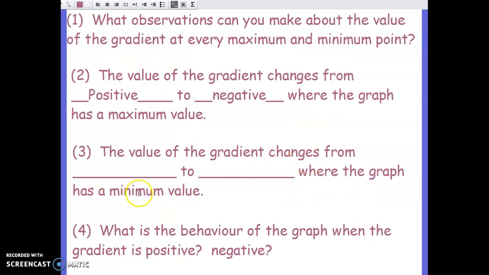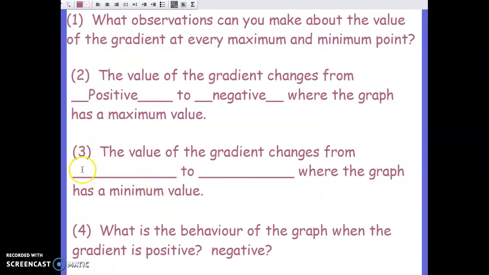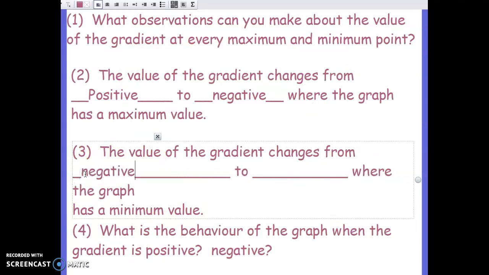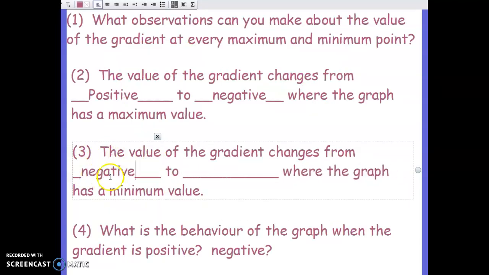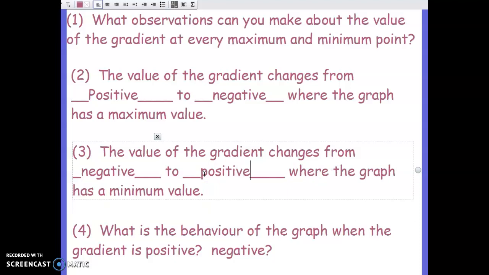Okay, so what happened at the minimum values? Let's go back and look. Here's a minimum. You see my gradients here have negative values, and my gradients here have positive values. So it's exactly the opposite. The value of the gradient changes from negative to positive, where the graph has a minimum value. And so fill those blanks in.